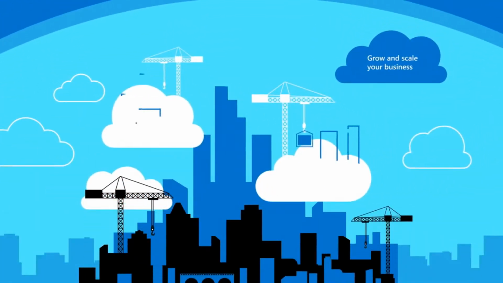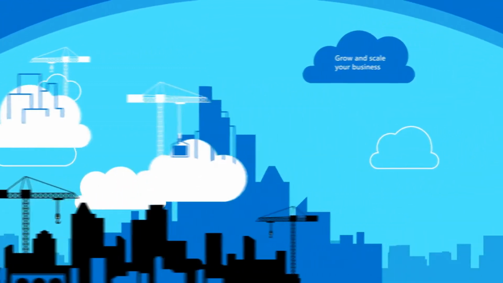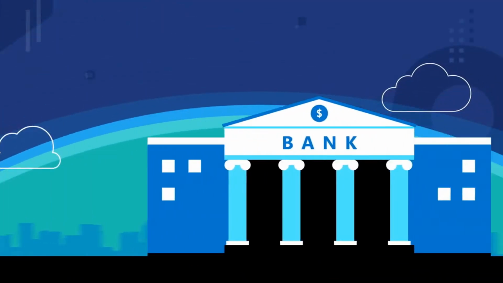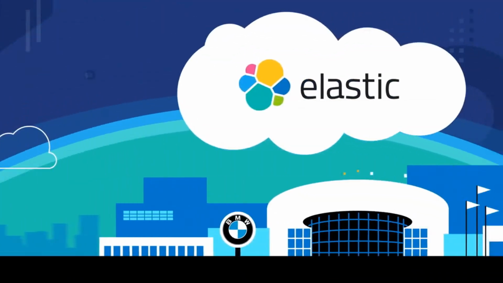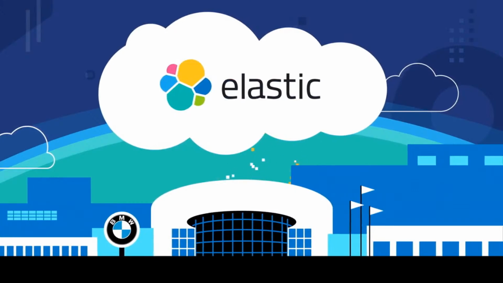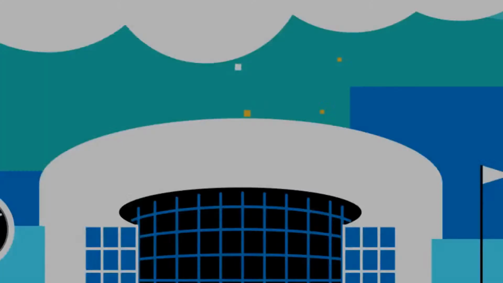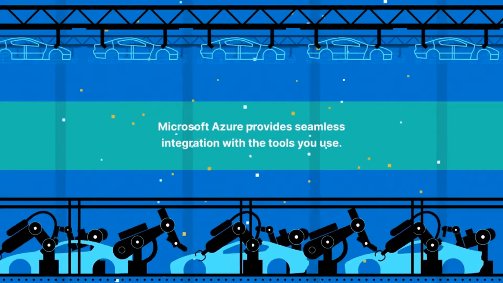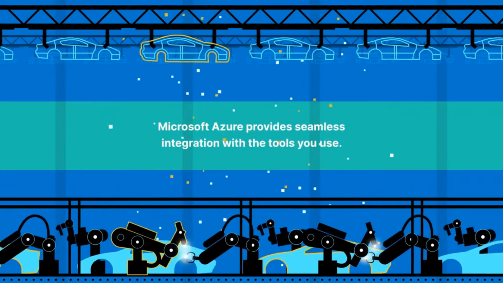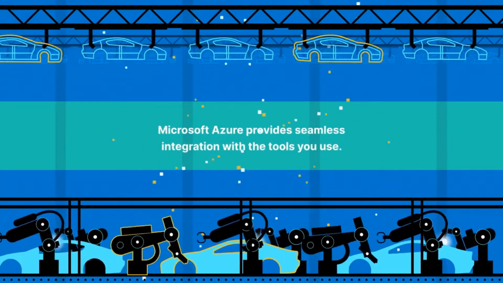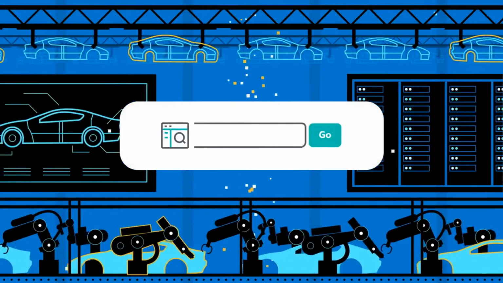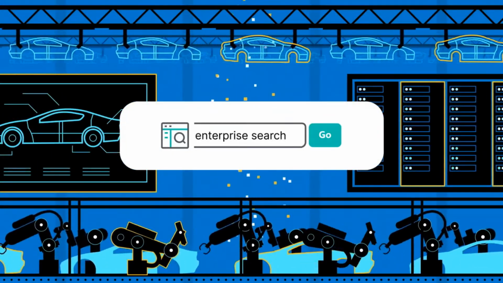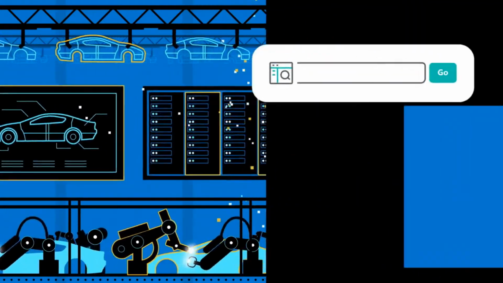Businesses are accelerating digital transformation by migrating to the cloud, while looking for ways to turn data into insights. That's why combining Microsoft Azure and Elastic makes so much sense. Microsoft Azure provides scale, speed, and resilience in the cloud while offering enterprise-grade security and seamless integration with the tools you already use. Elastic takes enterprise search to another level, allowing you to find and analyze diverse data in real time, even at petabyte levels.